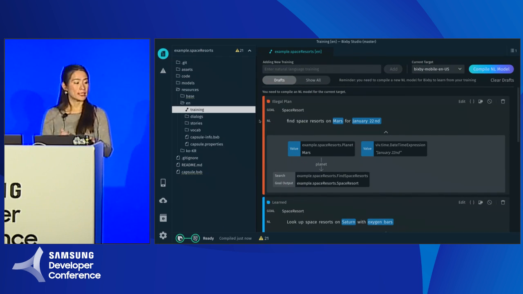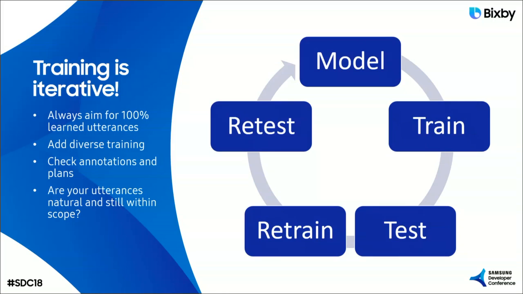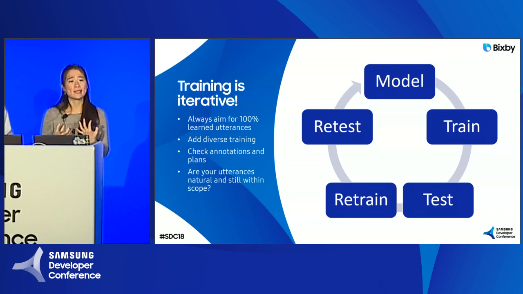If you ever come across an illegal plan and you need to remodel later, you could disable this and then come back to it. But for now, let's just leave it. And if we could, thank you. Okay. So with that in mind, I just wanted to encourage you to appreciate that training is an iterative process. So we always want to aim for 100% learned utterances, and that the planner is also a useful resource to investigate why an utterance is not learned.